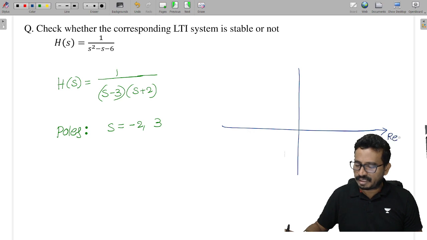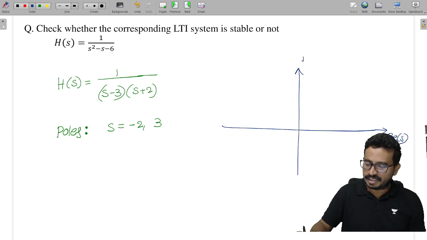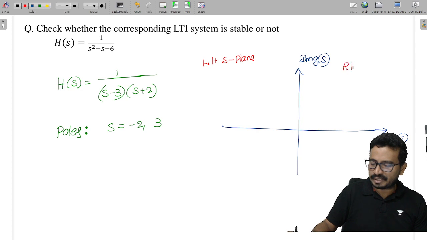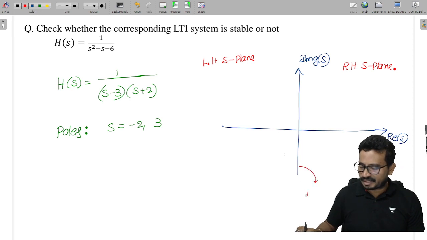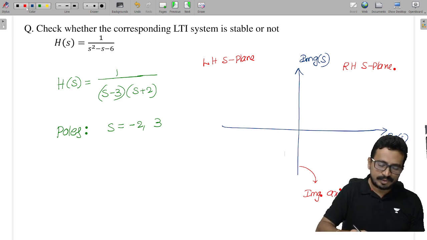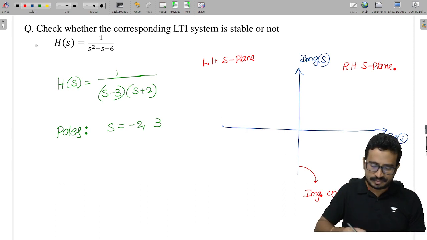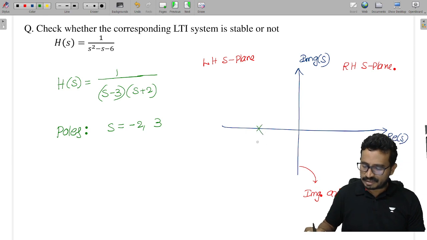Now this is my real part of S and this is the imaginary part of S. This is called the left of S plane and this is the right of S plane. And this is the imaginary axis or j omega axis. You see where we have poles, you tell me. One pole is at S is equal to minus 2. The other pole is at S is equal to 3. Here we have another pole.